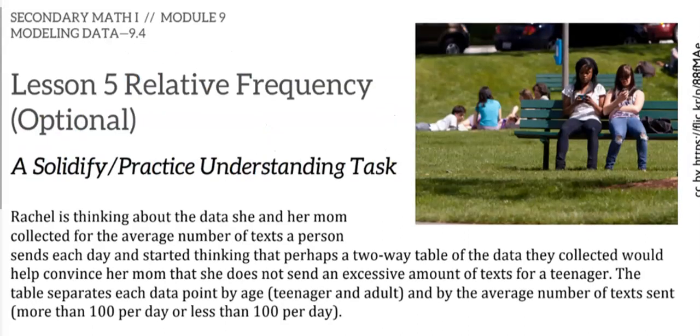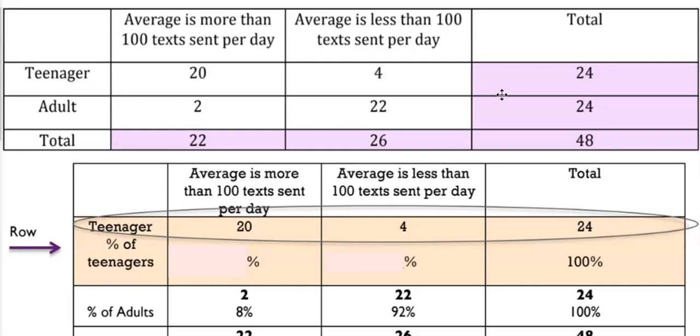tables. So in this task, Rachel is still thinking about the number of text messages that she sends, and she wants to convince her mom that she doesn't send an excessive amount of text for a teenager. So she organizes her data into a two-way table, and she organizes the table by adults versus teenagers and how many of those adults and teenagers send more than or less than 100 texts per day. So here is her data in her table.